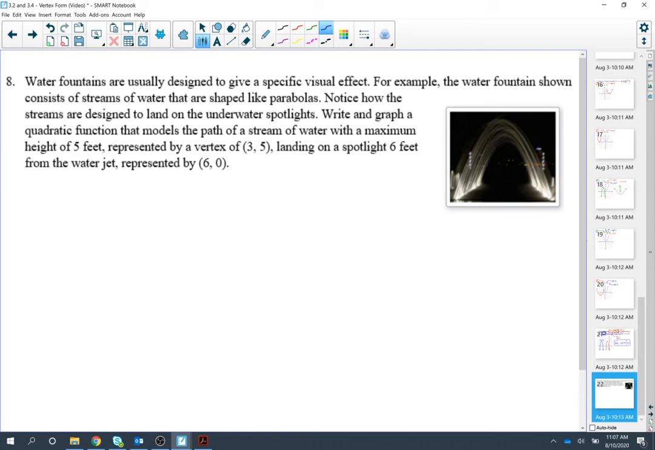Last but not least, number 8. Water fountains are usually designed to give a specific visual effect. For example, the water fountain shown consists of streams of water that are shaped like parabolas. Notice how the streams are designed to land on the underwater spotlights. Write and graph a quadratic function that models the path of a stream of water with a maximum height of 5 feet, represented by a vertex of 3, 5, landing on a spotlight 6 feet from the water jet, represented by 6, 0.